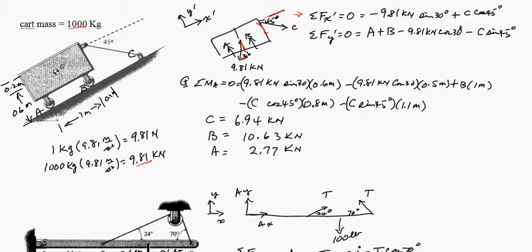And then sum the moments about A. Turns out to be fairly complex. I chose A just to get rid of one of those unknowns, and this algebra tends to get a little complex. So I chose A. To sum the moments about A, you're going to have two components of your 9.81 kilonewtons causing moment, because neither one of those pass through the hinge point A.